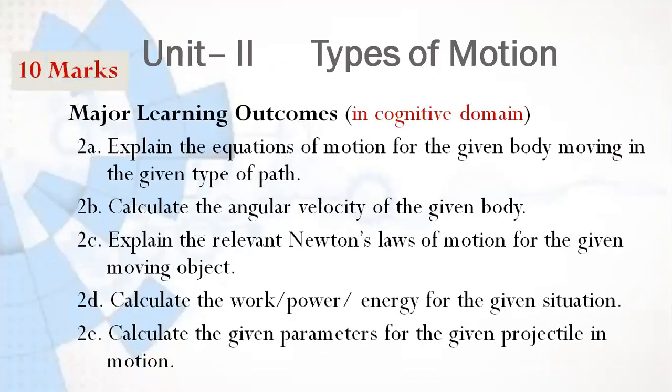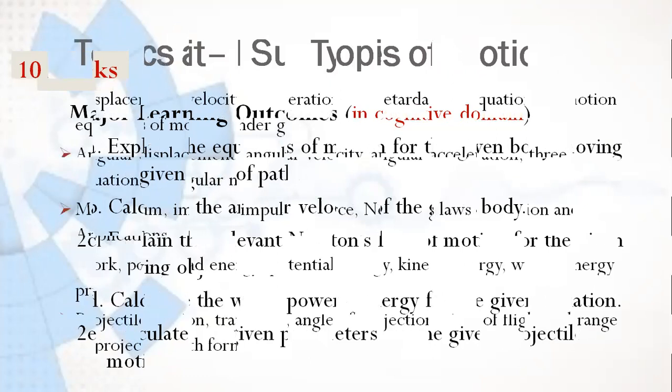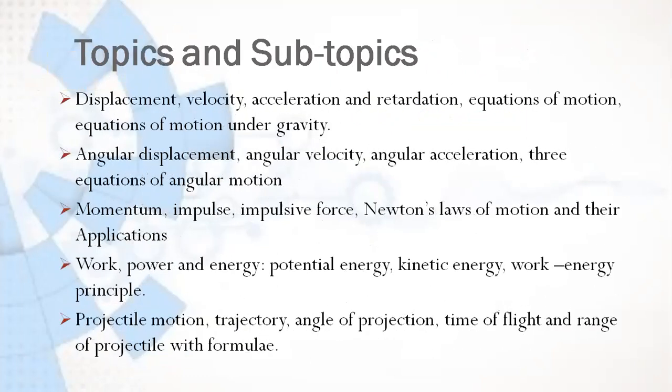Second unit, that is types of motions. The major learning outcome is equations of motion for the given body moving in the given type of path. Calculate the angular velocity of the given body, and Newton's laws of motion, and work, power, energy and projectile motion also. The detailed content is displayed on the screen. You have to see.